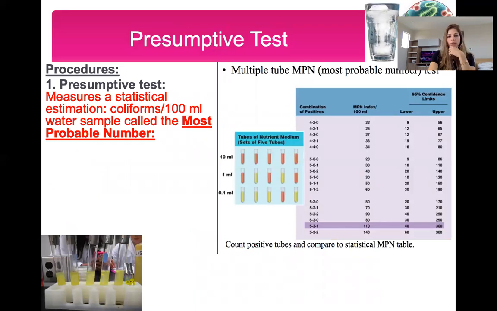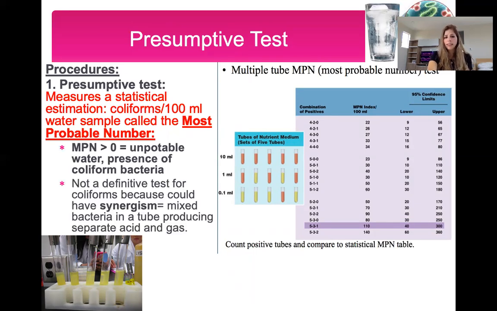Once you do this test and you pull your tubes out of the incubator, you're going to determine something called the MPN, which stands for the most probable number. It's a statistical estimation of coliforms per 100 milliliters of water sample. Basically, you go through your tubes and you mark, are they positive or not? When I say positive, I mean that you see acid and gas, meaning they're yellow and gas. And you use a table called the most probable number table, and you determine the MPN number. If your MPN is anything above 0, it means that that water is not potable because there's coliform bacteria.